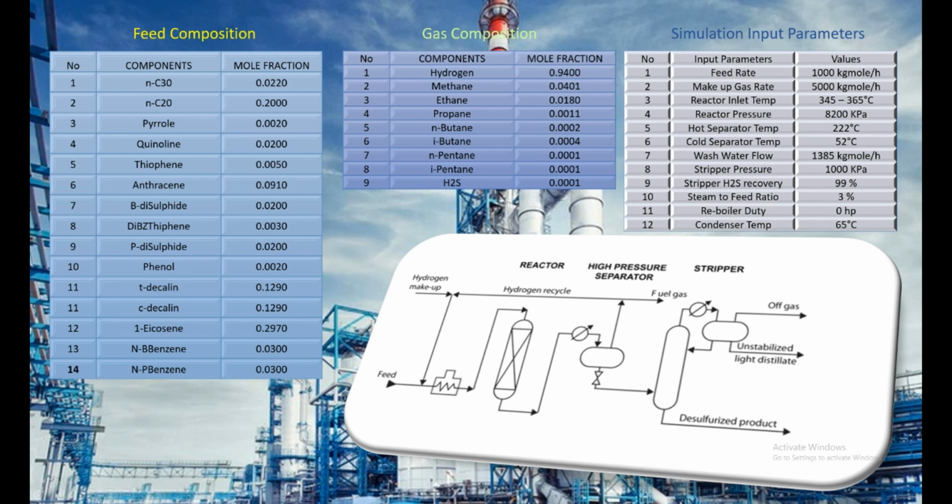For this simulation, we are going to use this feed composition as listed here, and the gas composition and some of the simulation parameters are given here that we are going to use in our simulation, along with the simplified process flow diagram with the heater, reactor, then reactor effluent cooler, separators and stripper. So quickly let us go to Aspen HYSYS.